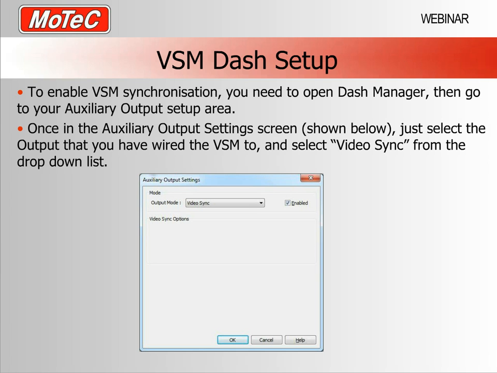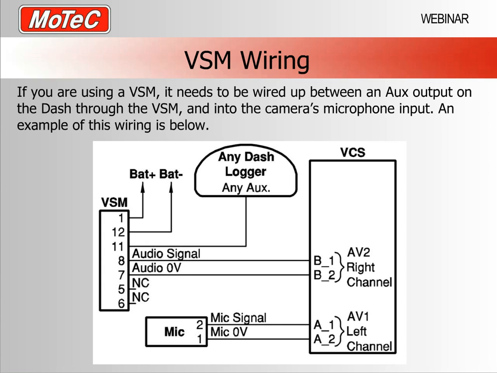So to enable VSM synchronization, you need to open up Dash Manager, go to the auxiliary output area, and you need to choose the auxiliary output that you've wired the VSM into. So once you know which one that is, select that output, and from the drop-down list you can pick Video Sync and tick the Enabled box. That's all you need to do, and the Video Sync module will be getting messages from the dash every time it is supposed to put the chirp out.